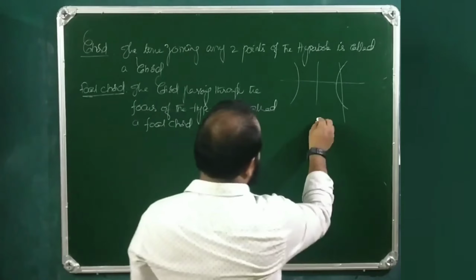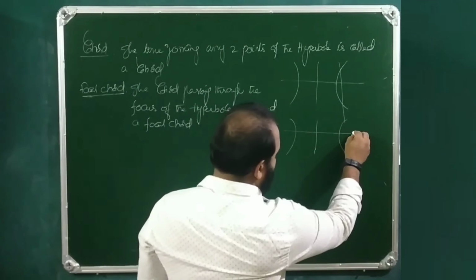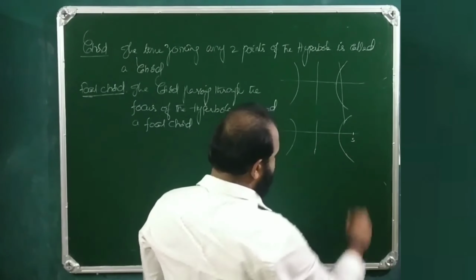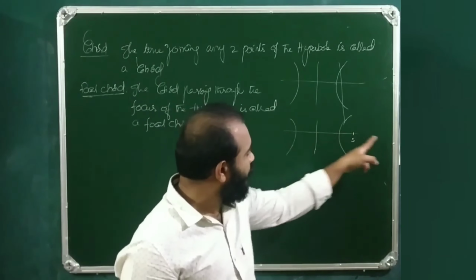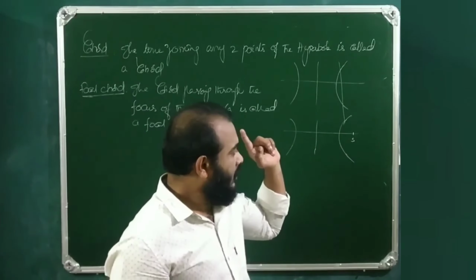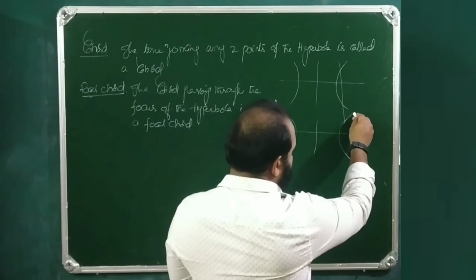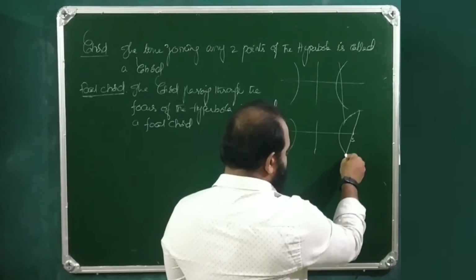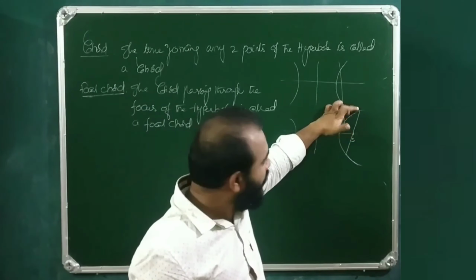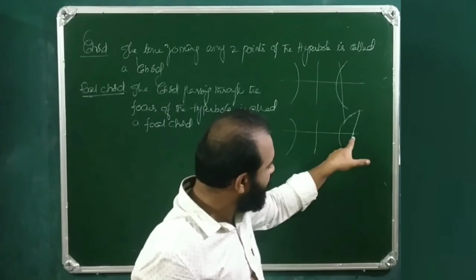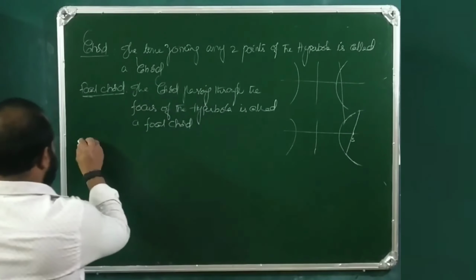So, this is the hyperbola and this is the focus. Focus is the fixed point lying on the principal axis, which is the transverse axis, which is the x-axis here. So this is the chord. Since this line is formed by the join of 2 points of the hyperbola and is passing through the fixed point focus, it is said to be a focal chord.